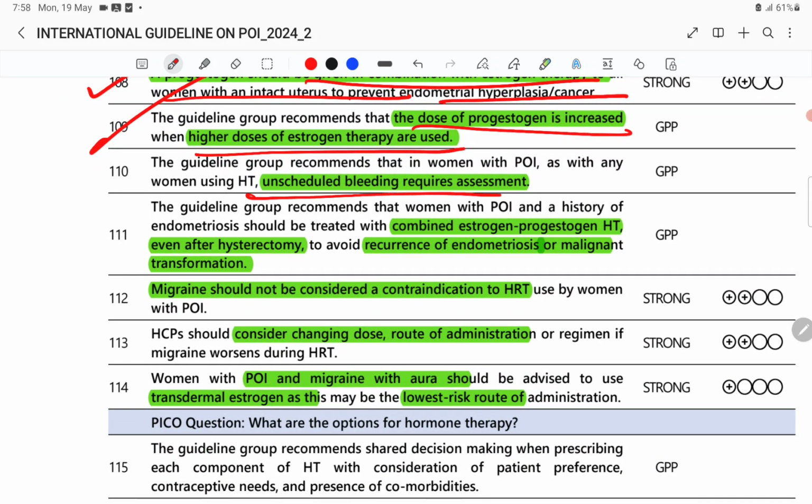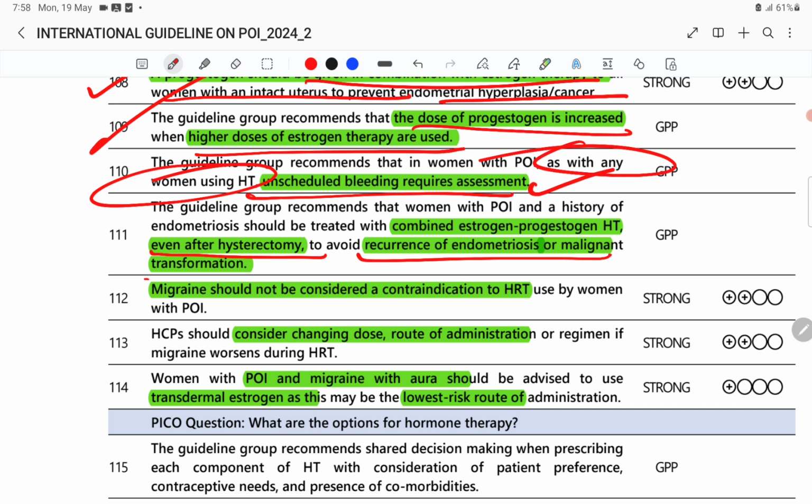Unscheduled bleeding requires assessment in any woman using HRT. In POI patients, if there is unscheduled bleeding, it should be assessed. Then combined estrogen and progesterone should be given even after hysterectomy to avoid recurrence of endometrial malignant transformation. So very, very important statement here. Patients with POI with a history of endometriosis should be treated with combined estrogen-progesterone therapy even after hysterectomy, because you know in endometriosis there will be a recurrence. So you have to give both estrogen plus progesterone to avoid recurrence of endometriosis. So in the case of endometriosis with POI, you have to give estrogen plus progesterone therapy even after hysterectomy is done.